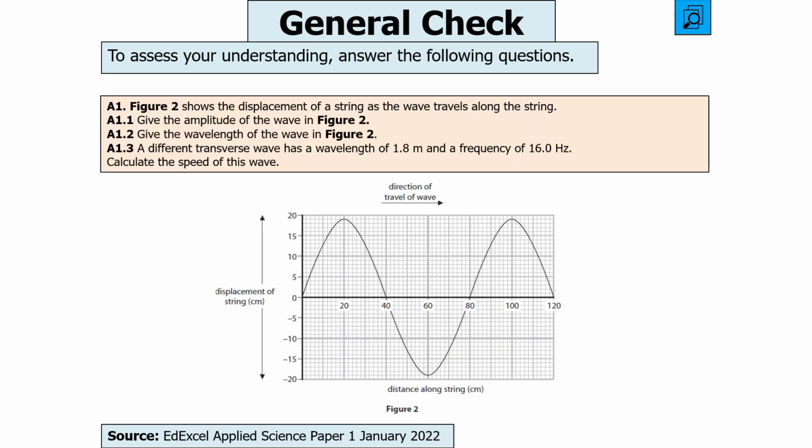The next question says, figure 2 shows the displacement of a string as the wave travels along the string. Give the amplitude of the wave. Give the wavelength of the wave. And a different transverse wave has a wavelength of 1.8 meters and a frequency of 16 Hz. Calculate the speed of this wave. So pause the video now, then unpause the video when you want to go through your answer.